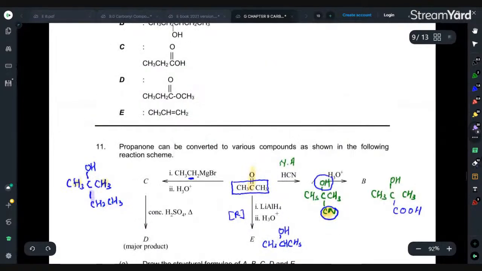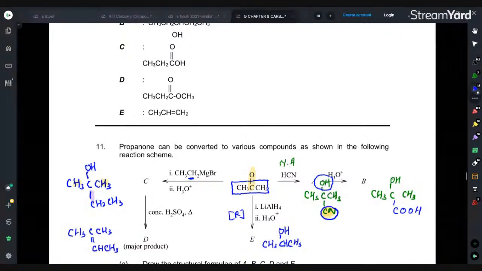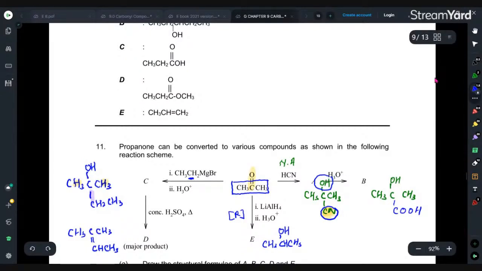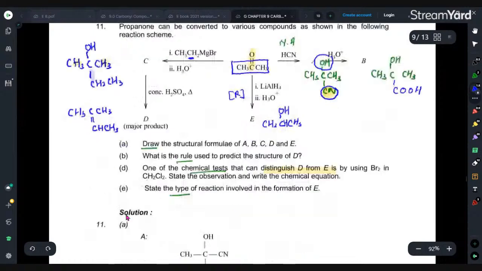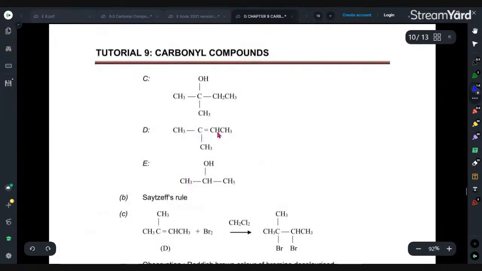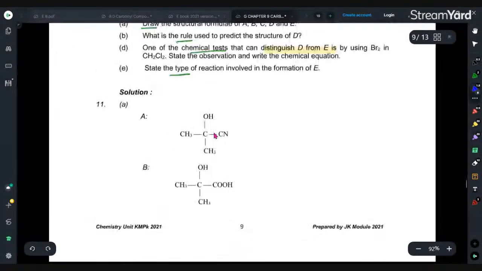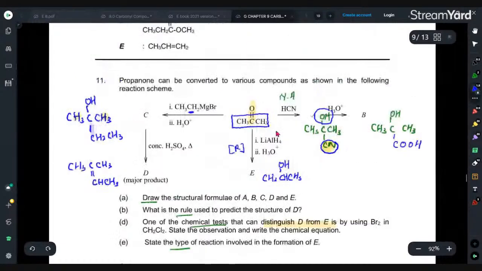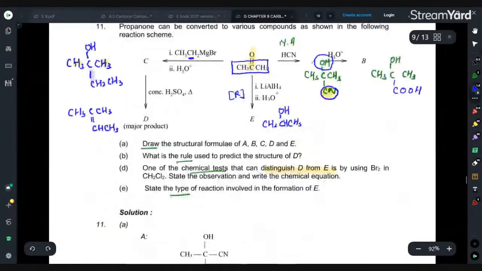So what is the answer for D? I know already. The D is CH3, C, CH3, with a double bond here, C, H, CH. Don't write CH2, because here the C has one bond, two bonds, one with hydrogen, and another one is CH3. So this is the answer for D, the major product. Just the position. And then E is done already.